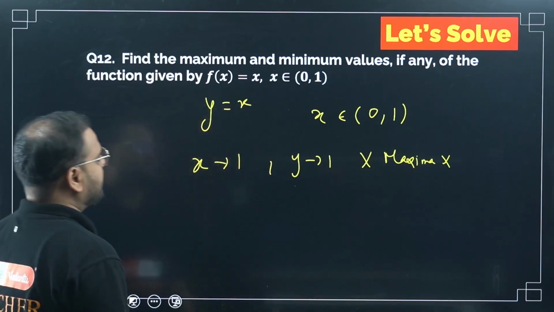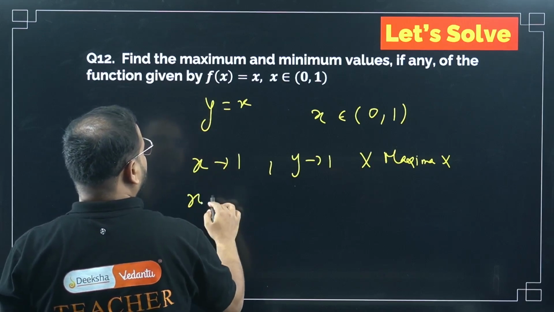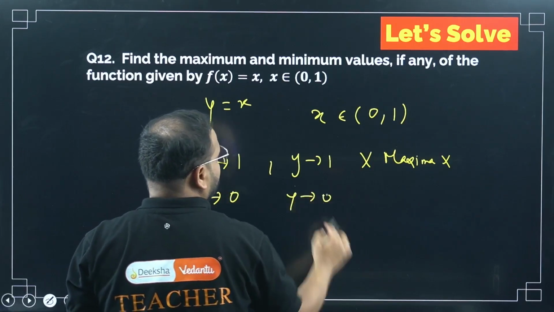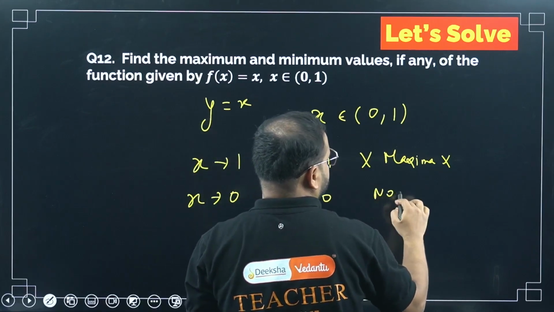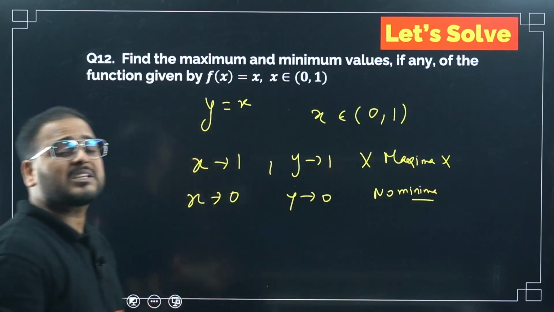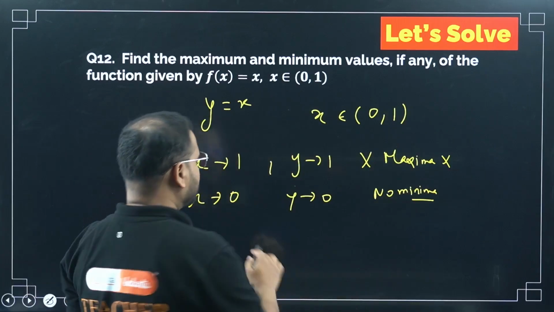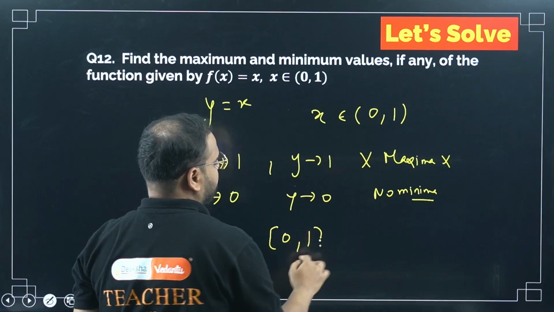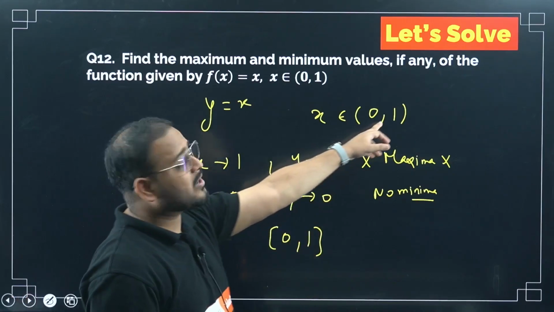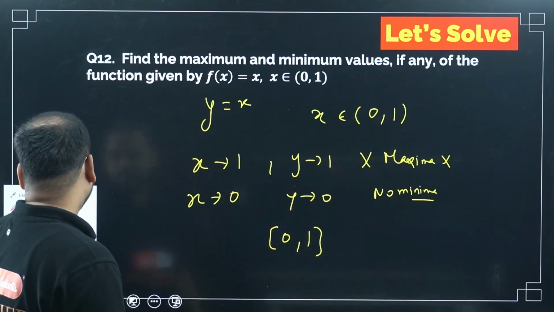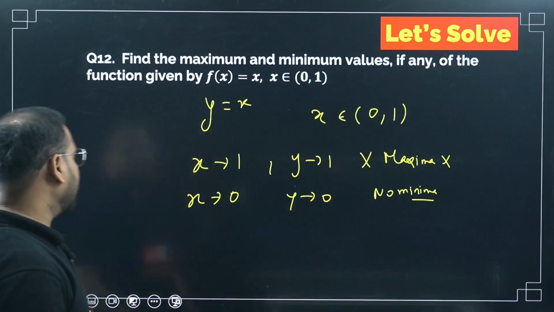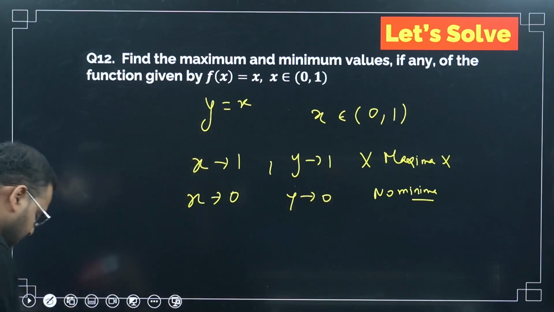Okay, no maxima. What about the next one? When x tends to 0, what is my y value? y will also tend to 0. Again, no minima. So this particular question will have no maxima, no minima. Why, sir? Because if it was, let's say, 0 to 1 closed, then I could say minima is 0, maxima is 1. But here 0 and 1 are not part of the interval. It means I cannot take that. So neither minima nor maxima exist in that particular question.